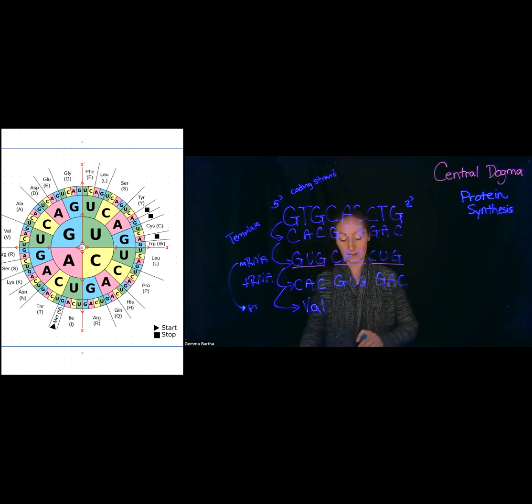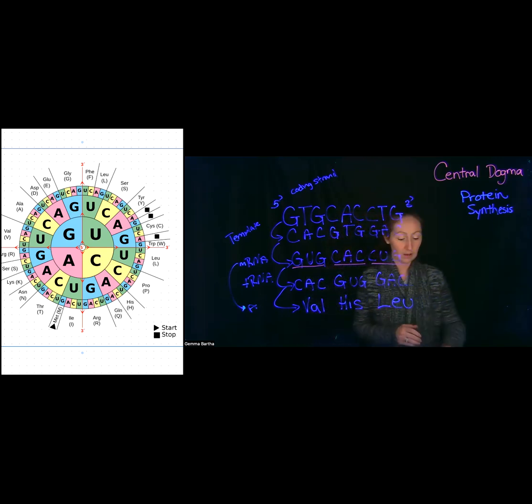And then we have CAC. So that's going to be CAC, and that's HIS. And then we have CUG, and that's LEU. What happens if we have a mutation?